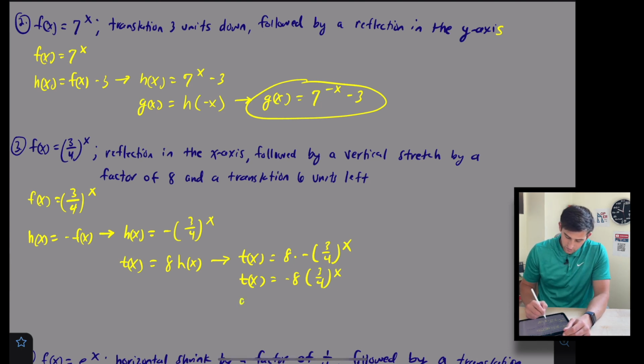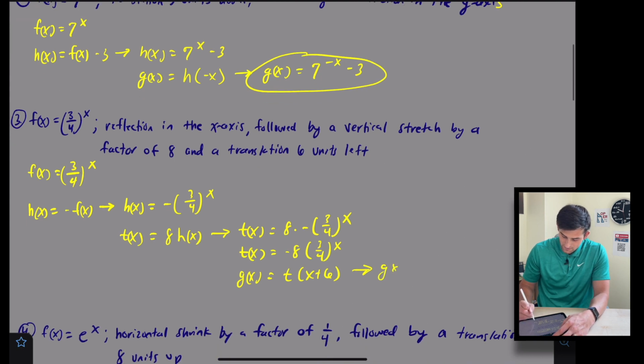And so let's go with g of x now. Say g of x is equal to 6 units to the left, so t of x plus 6. Okay, so that's going to give us g of x is equal to negative 8 times 3/4 to the x plus 6.